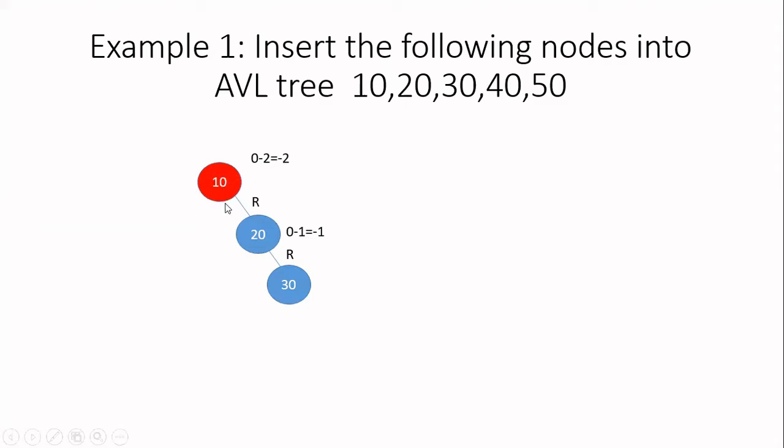So here with respect to 10, the new node 30 is on the right subtree. So I'm giving the label for this link as R. Then with respect to 20, the new node 30 is again in the right subtree. So this is given the label R.